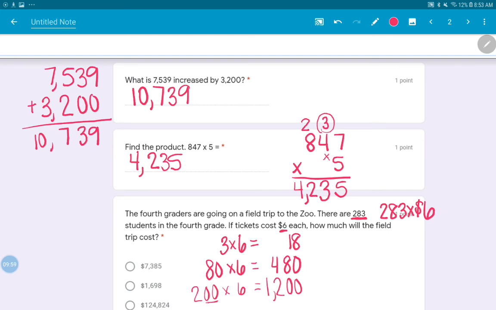So now what do I need to do with those 3 partial products or parts? Add them together. Add them together. And when you add them together, what did you get for your answer? I got 1,698. Very good. 1,698 is the correct answer.